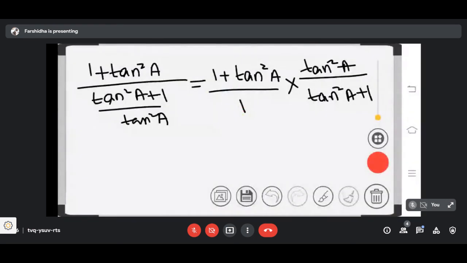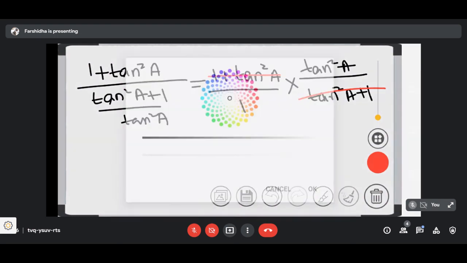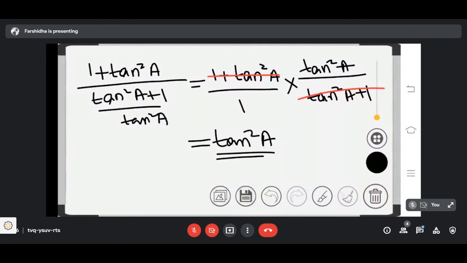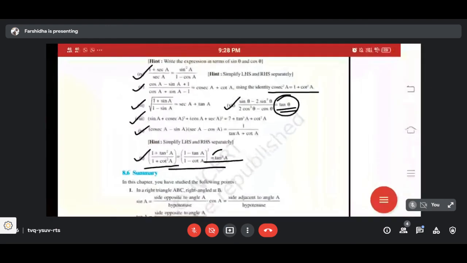Now see here, 1 plus tan square A, 1 plus tan square A. Tan square A plus 1 is also 1 plus tan square A. So you can cancel both 1 plus tan square A and tan square A plus 1. Now what else is remaining? Only tan square A, equal to tan square A. See the question, you need to prove it is equal to tan square A. So we proved the first one, 1 plus tan square A by 1 plus cot square A equal to tan square A. Now we need to prove the second one.